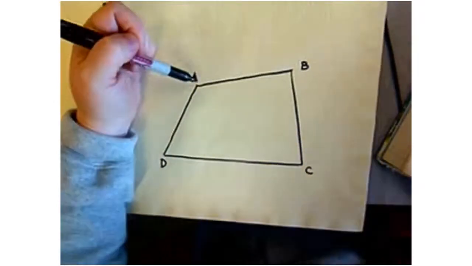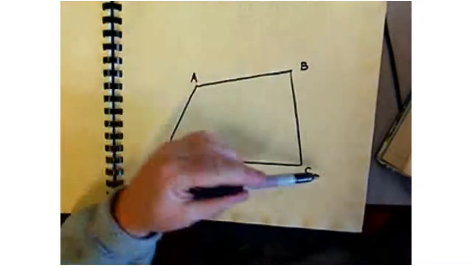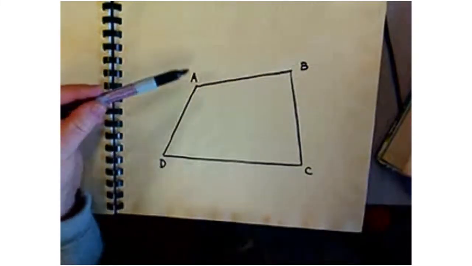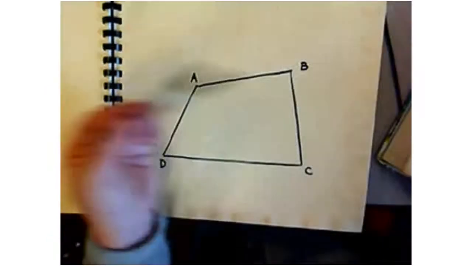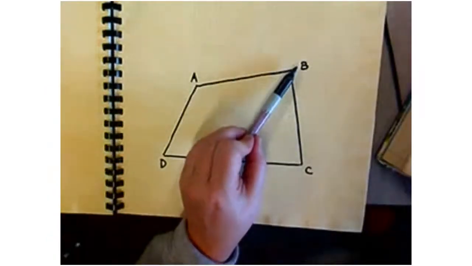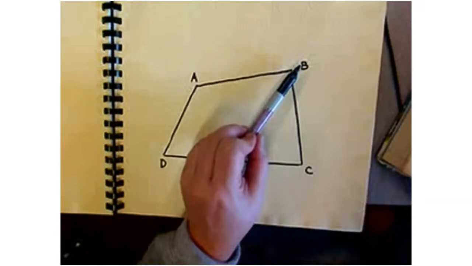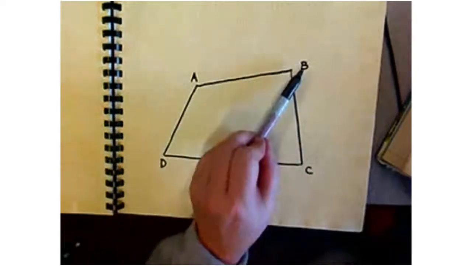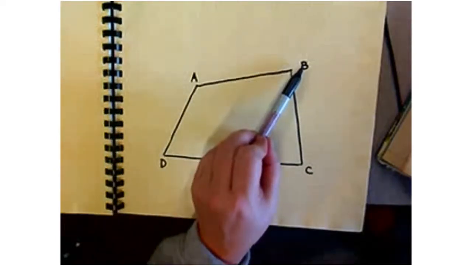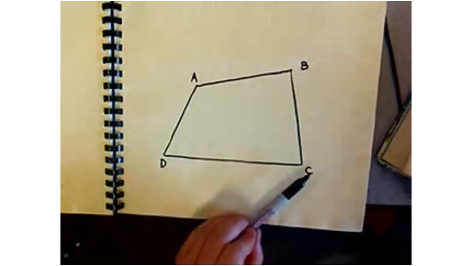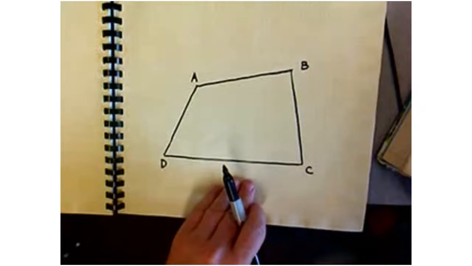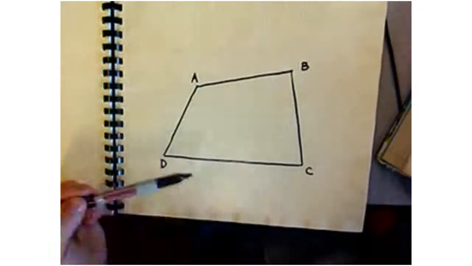So we could name it, starting at A, we could name it A, B, C, D, if we named it clockwise, or we could name it counterclockwise, A, D, C, B. We could start at vertex B and do the same thing, name it clockwise and counterclockwise. So it could be quadrilateral B, C, D, A, or counterclockwise, B, A, D, C. You can do that at each vertex, and that's how you can name a quadrilateral. Just know that you name the vertexes in order.